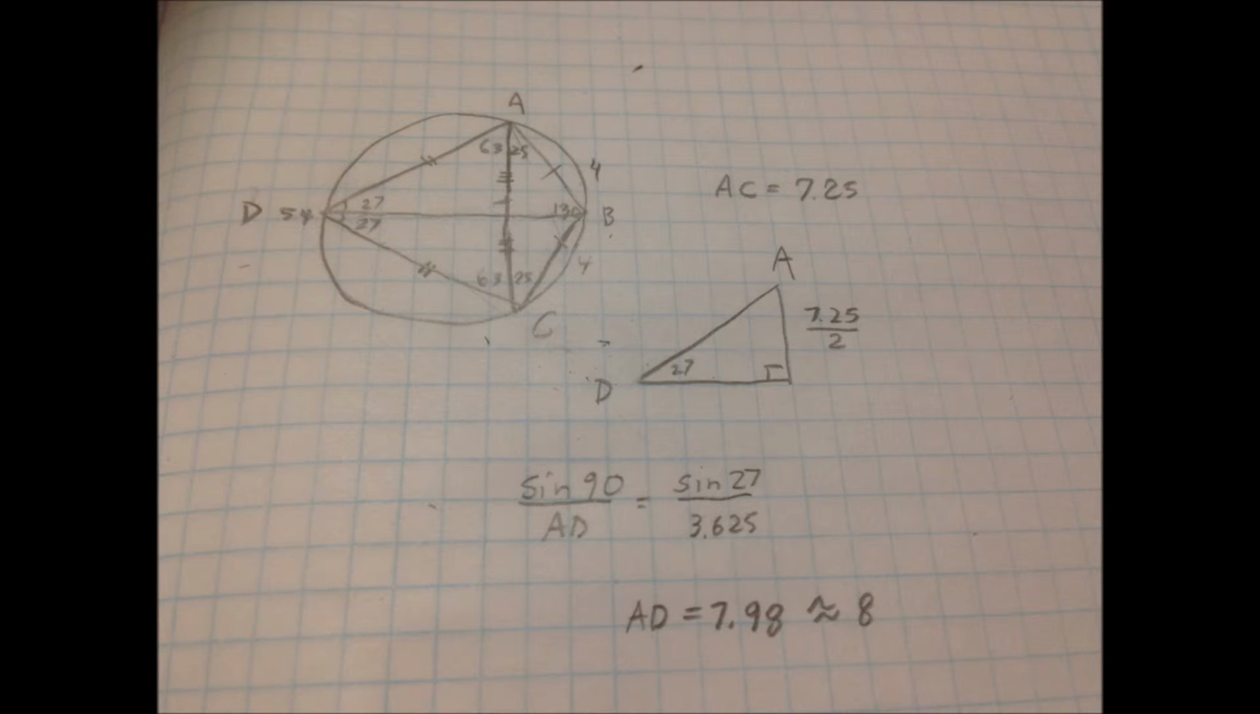And while I did find the length of AC correctly, my assumption that angle DAC was 63 degrees and angle ADB was 27 degrees caused me to find that the length of AD was 7.98, which, when I rounded, equaled 8. And here, as you can see, I did use the law of sines correctly, but I inputted the incorrect numbers based off of my 3 initial assumptions.